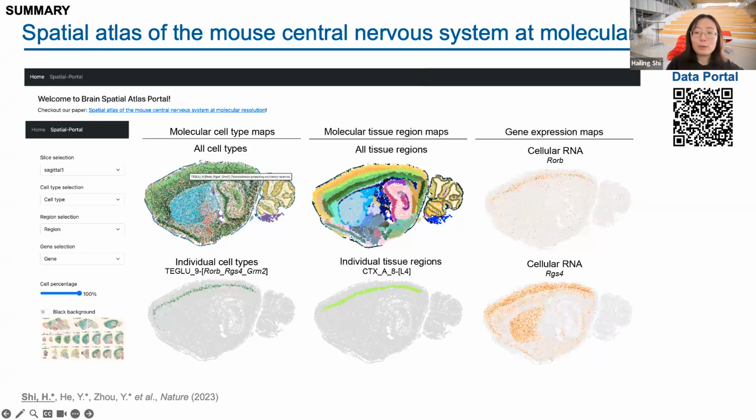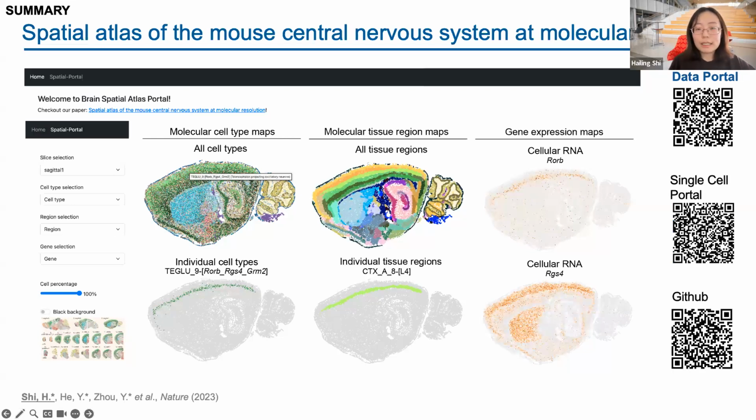We complement our data set with an online database. It has an exploratory interface that can serve as an open source for neurological studies across molecular, cellular, and tissue levels. There is also raw data that can be downloaded from the Single Cell Portal, and the computational code for generating the clusters and the figures is available from GitHub.